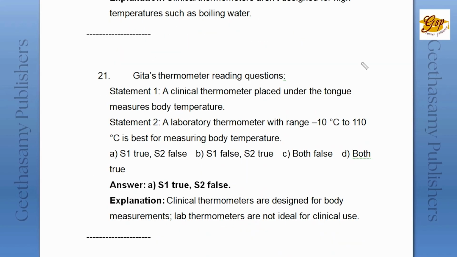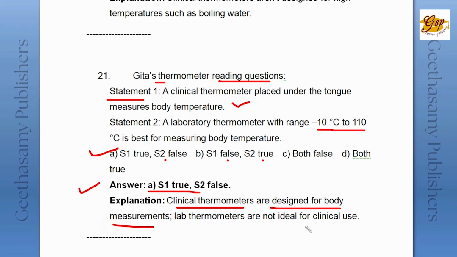And 21st question. Thermometer reading questions. Statement 1. A clinical thermometer placed under the tongue measures body temperature. Statement 2. A laboratory thermometer with range from minus 10 to 110 degrees centigrade is best in measuring body temperature. Statement 1 true, statement 2 false. Statement 1 false, statement 2 true. Both are false, both are true. The correct answer is A, that is statement 1 is true, 2 is false. Clinical thermometers are designed for body measurement. Lab thermometers are not ideal for clinical use.